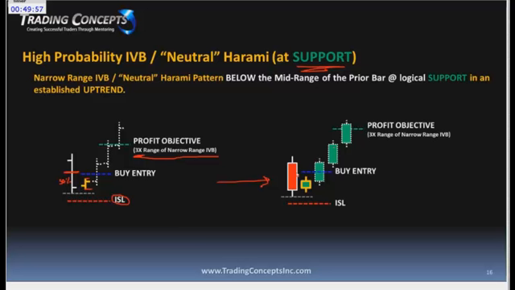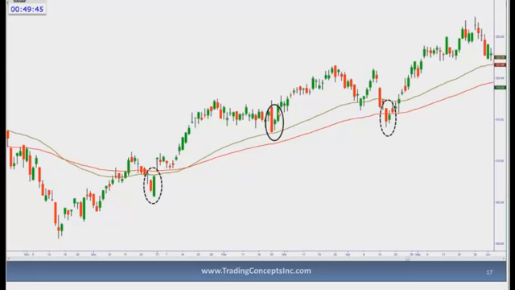Again, just a slight variation of the normal inside pattern. That range is in the bottom quarter of the range of the prior bar. Let's take a look at an example here. Again, look at this example.